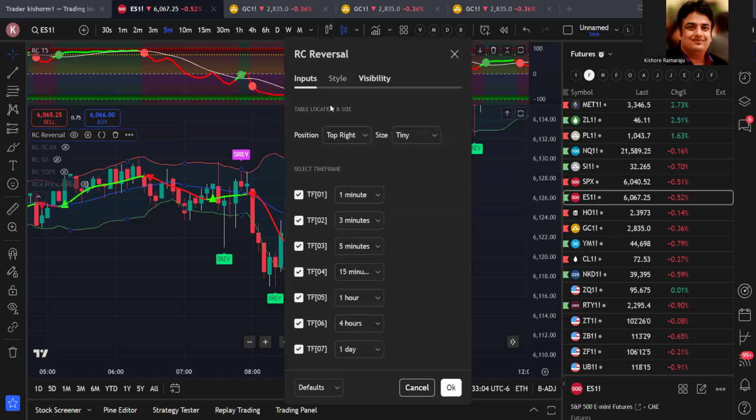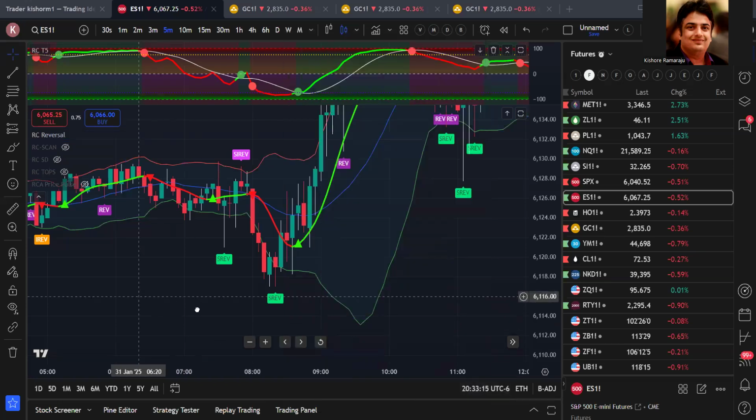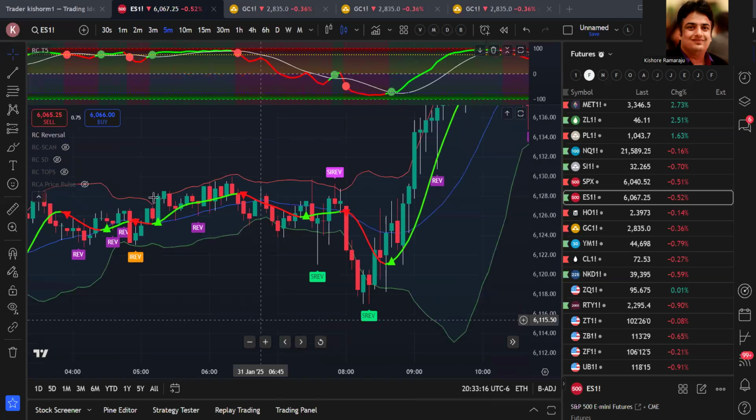I'll show you the other part. But you have bulls, bears, strong bulls, strong bears. Bulls and bears mean somewhere in between you can also get a reversal, right? Price came to the midpoint and then started going up. Or it may go from here to the midpoint and start dropping. That is just a reversal. But a strong reversal is where it came all the way to the bottom of the band and then started moving up. It went all the way to the top of the band, started dropping.